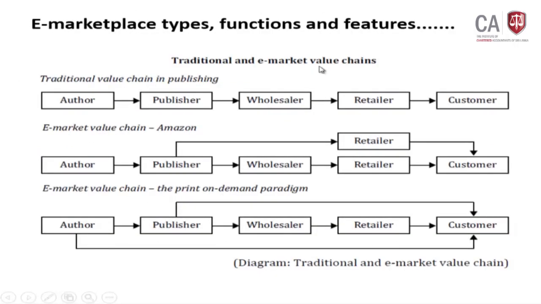So the traditional and e-market value chain is explained here. You can just look here and understand author, publisher, wholesaler, retailer and consumer. In Amazon, how does it go?